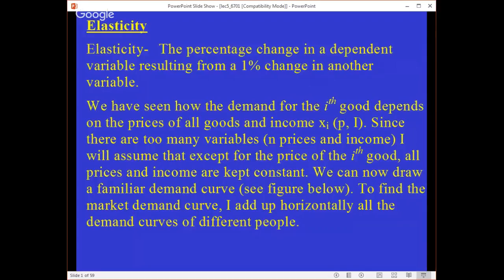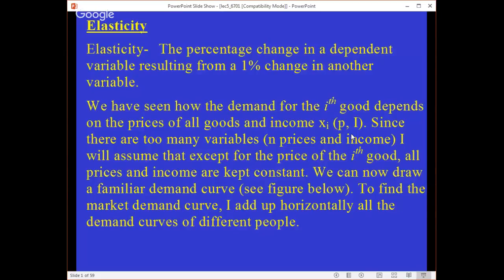In general, and this applies to any two variables, if I have a percentage change in a dependent variable resulting from a 1% change in another variable, an independent variable, that's known as elasticity. Right? For our purposes, demand, it's right. If I have a percentage increase in price, how much does quantity increase in percentage terms? That's demand elasticity.